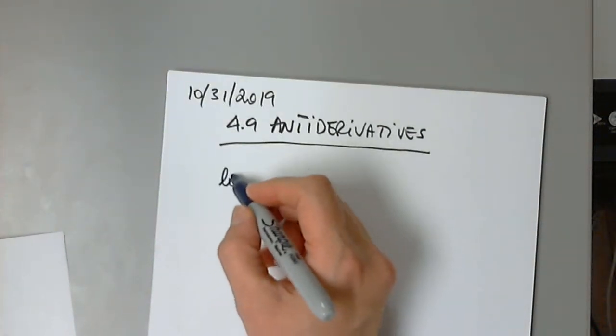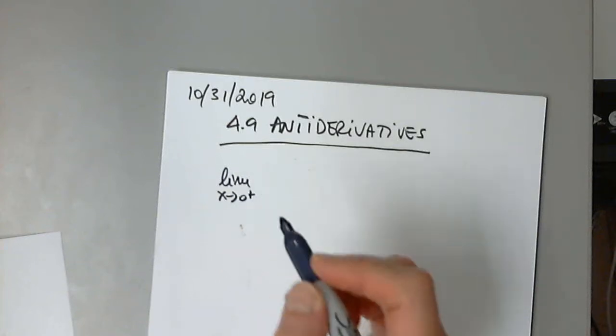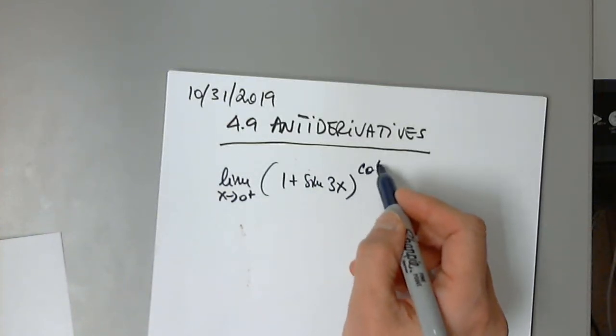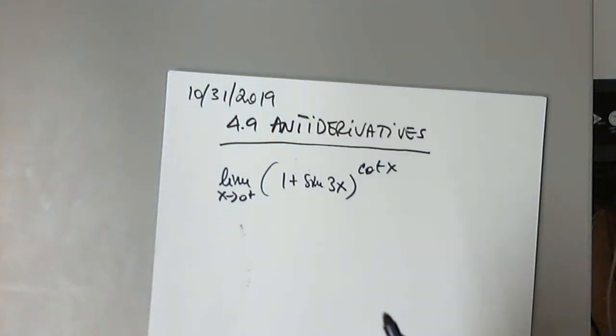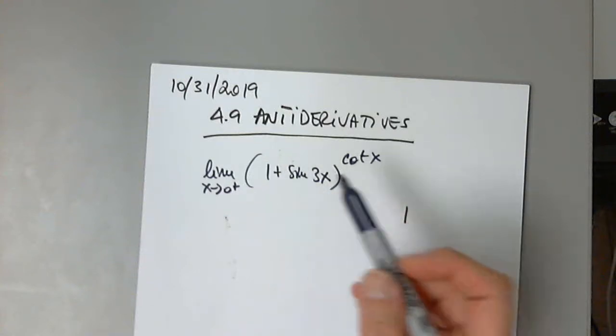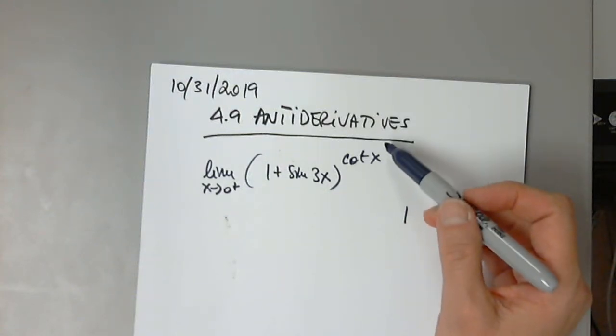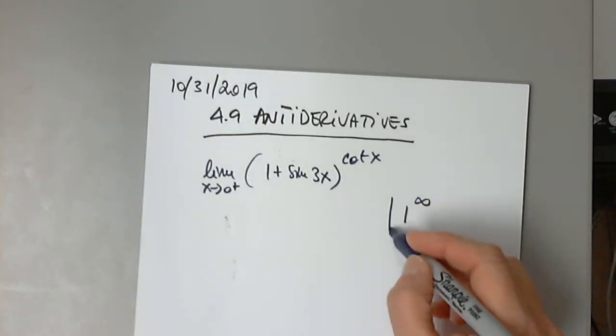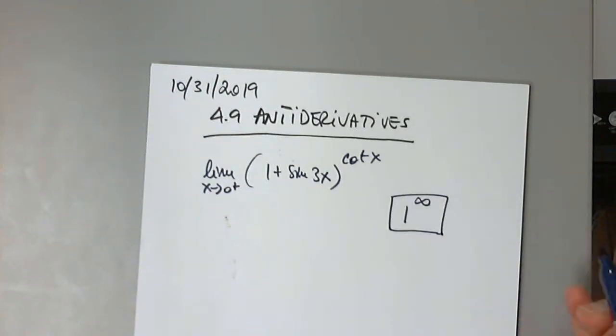So we have the limit as x approaches 0 from the right of (1 plus sine 3x) to the cotangent x. When we plug in 0, we get 1 in parentheses, and cotangent is cosine over sine. Sine is 0, so this is 1 to the infinity. Would you agree with that?